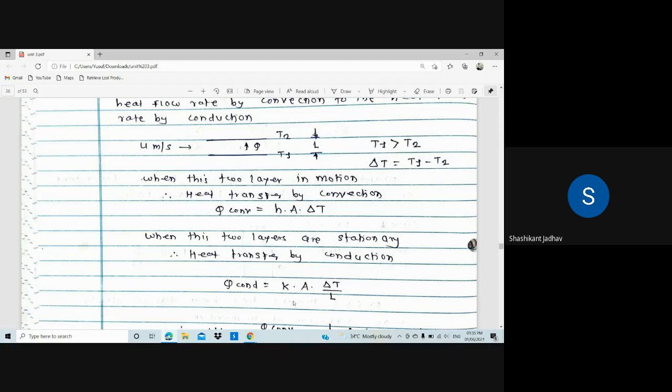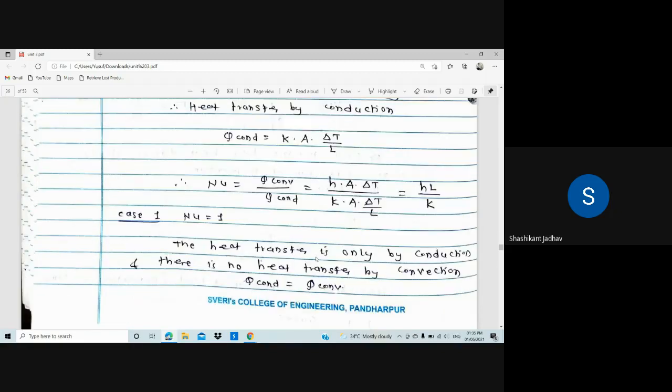When these two layers are stationary, therefore heat transfer is by conduction. So what is the equation for Q conduction? K into A into dT by dx. In that manner we have to write down the equation for this diagram, that is Q conduction is equal to K into A into dT by L.